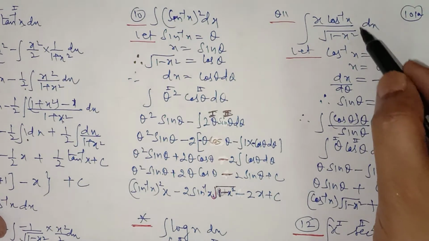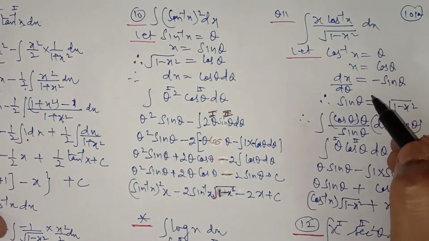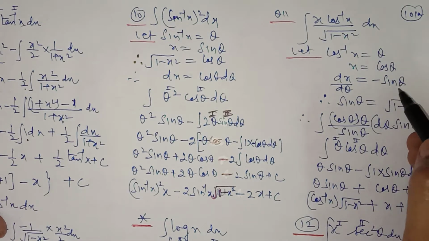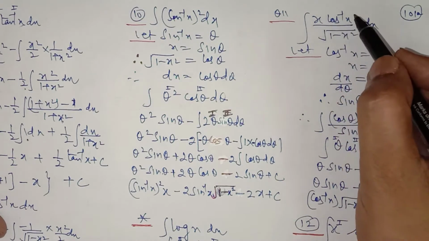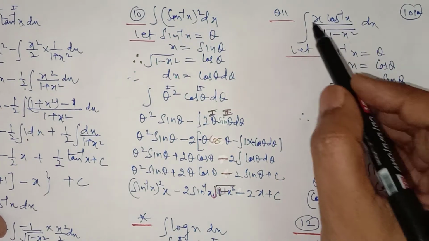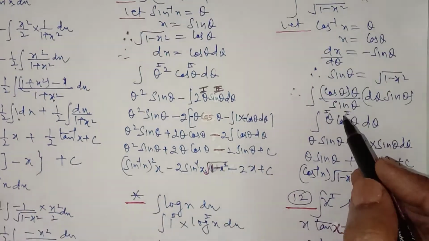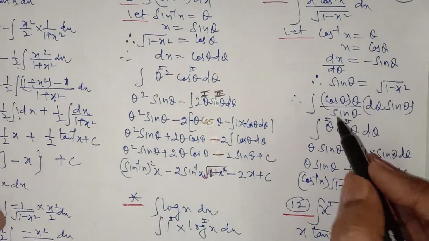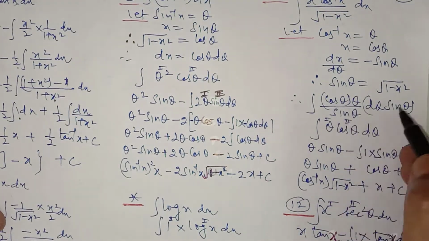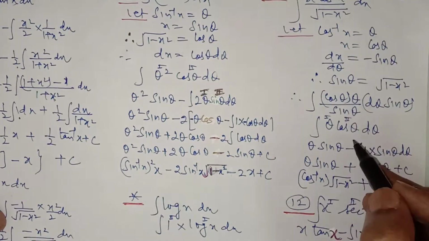So replace the value: dx is equal to minus sin theta d theta. You have let it equal to theta, and this x will be equal to cos theta. So arrange it very carefully. Sin theta will be cancelled, and theta cos theta is remaining.